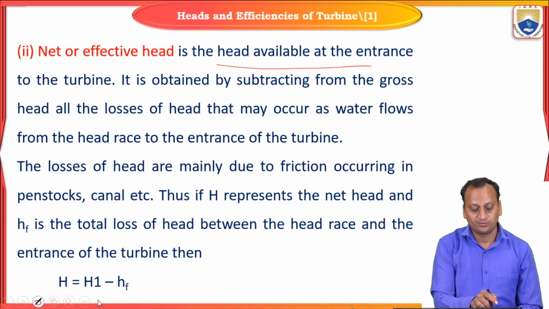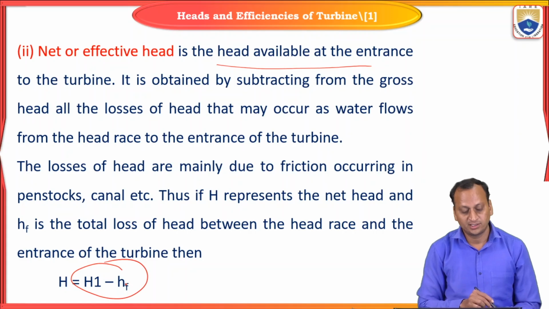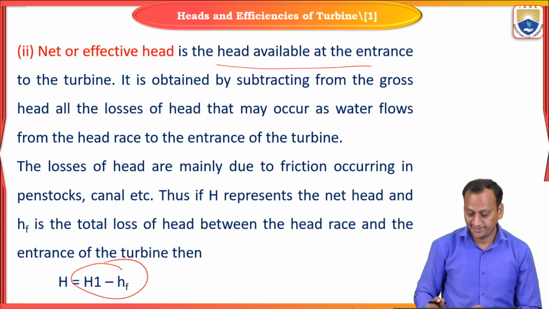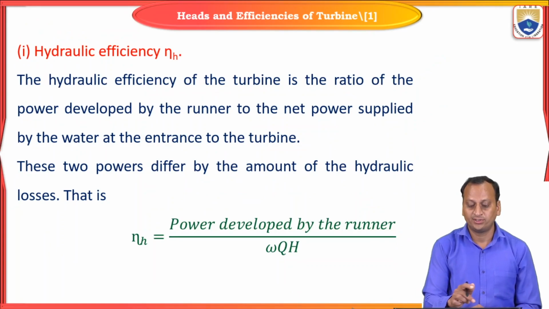Net head is H1 minus HF. So H1 is gross head. If you subtract losses from that, then you will get the net head. The hydraulic efficiency of a turbine.